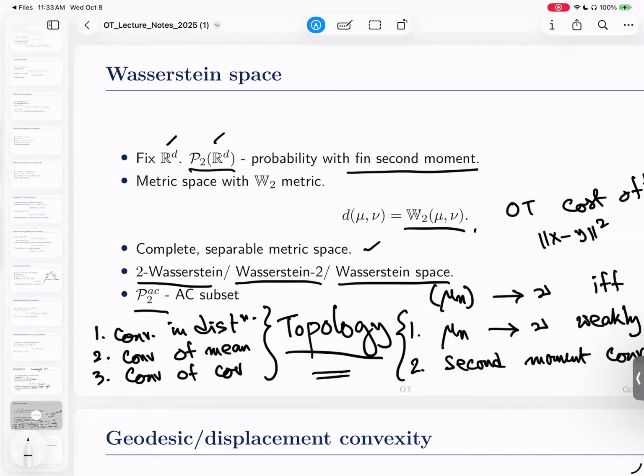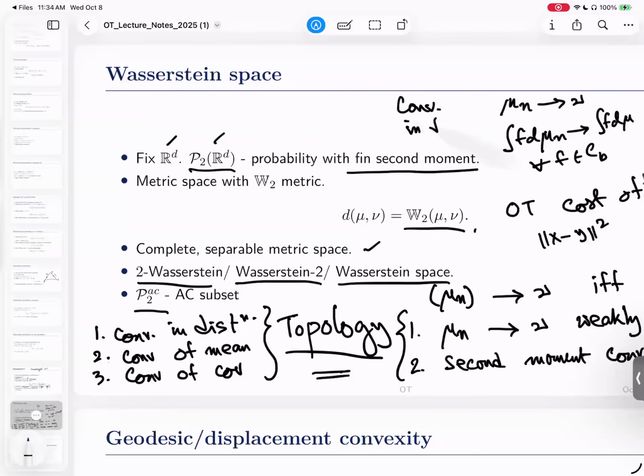So convergence in distribution is what Young said is a convergence in weak star topology. This is a standard definition where you say that mu n converges to mu, where the integral of f d mu n converges to the integral of f d mu for all f which are bounded continuous functions. So that's convergence in distribution.